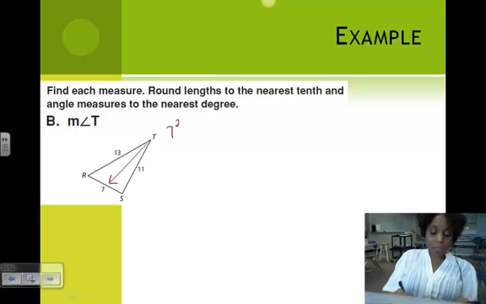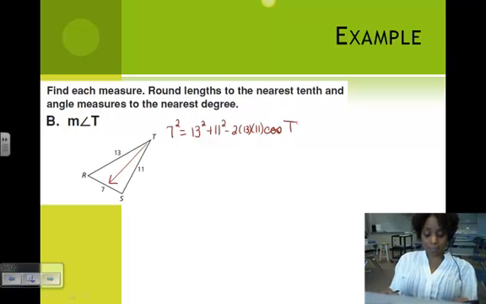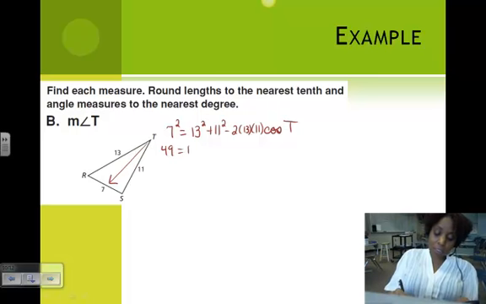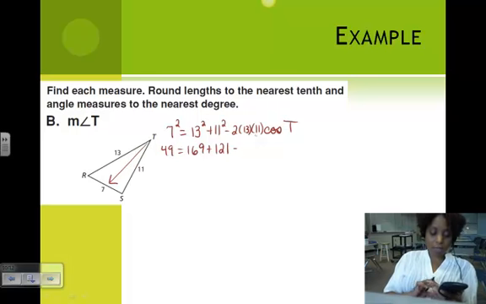So we would do 7 squared equals 13 squared plus 11 squared minus 2 times 13 times 11 times the cosine of angle T. Again, we want to find angle T, so we start with the 7 squared because that's across from angle T. So we get 49 equals 169 plus 121 minus 2 times 13 times 11, and that gives us 286 times the cosine of T.